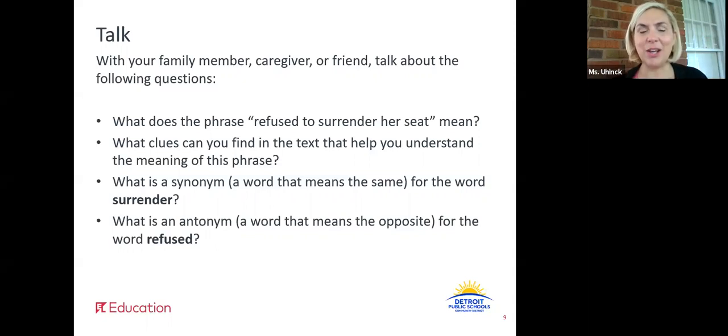Oh, so if I'm thinking refuse means to not listen, right? Oh, so she didn't listen to giving up her seat, right? In this case, she must have stayed sitting and would not give up her seat. Do you guys see how I did some work around that word to help me? All right, so let's go ahead and do some other work with these words.